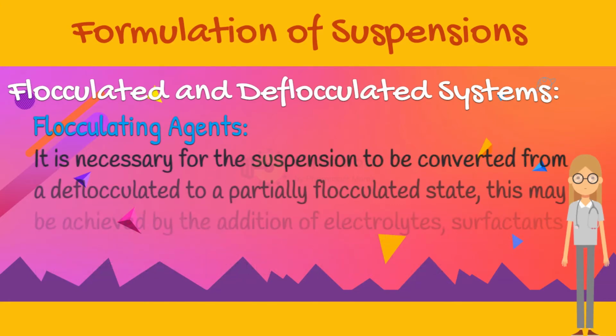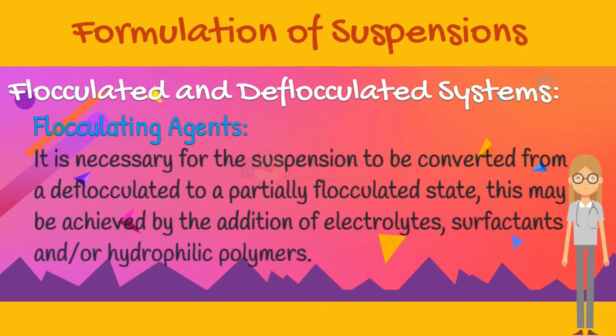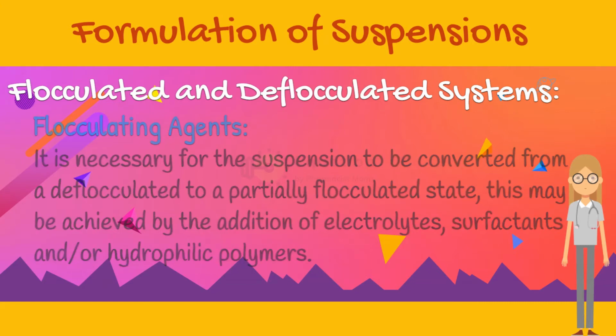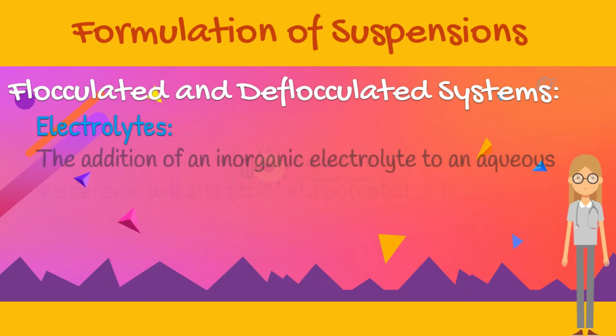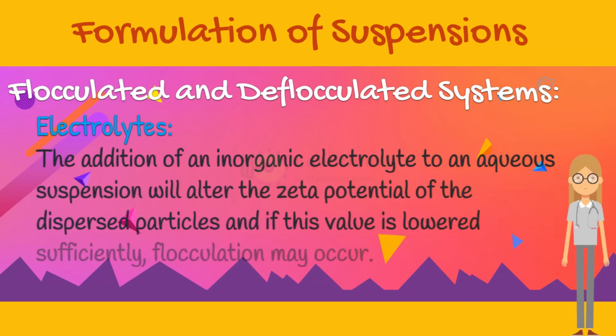It is necessary for the suspension to be converted from a deflocculated to a partially flocculated state. This may be achieved by the addition of electrolytes, surfactants or hydrophilic polymers. The addition of an inorganic electrolyte to an aqueous suspension will alter the zeta potential of the dispersed particles, and if this value is lowered sufficiently, flocculation may occur.